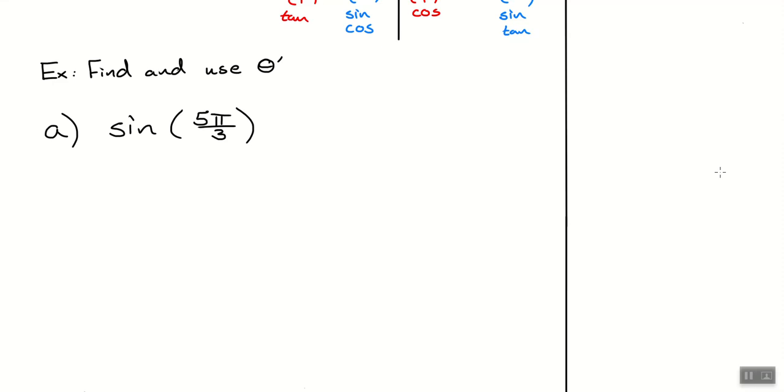So right off the bat, when I'm trying to use reference angles to find a trig function, whether it's sine, cosine, tangent, doesn't matter, it's always a two-step process. Step 1 is I need to figure out where theta lives. I'm always going to word it that way, but I'm really just being lazy instead of saying, where does the terminal side of the angle theta live? Same question. 5 pi thirds is somewhere on your unit circle, or on a circle at least.